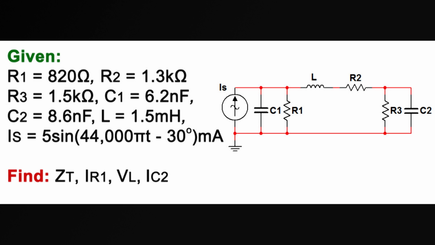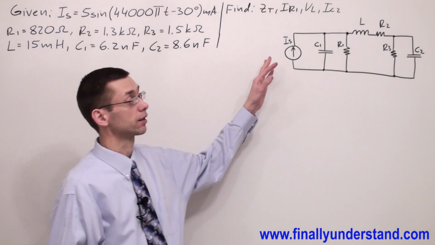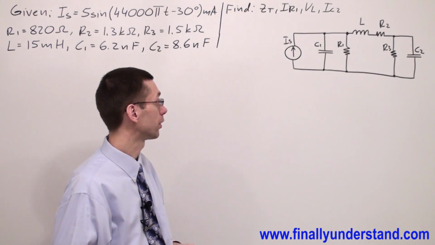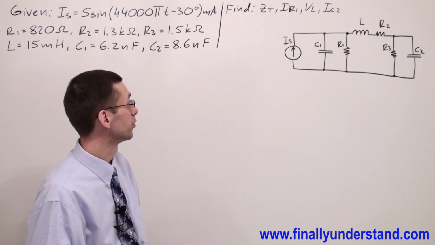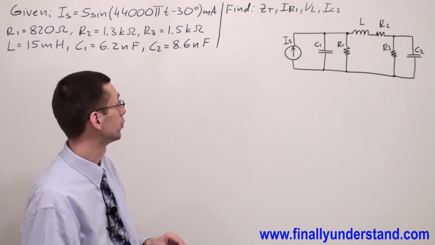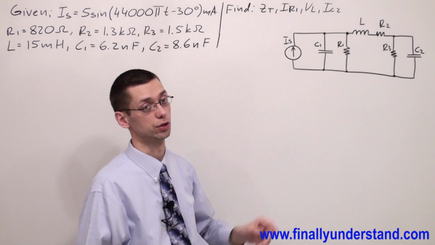Let's take a look at this example. This time we have a circuit which contains the current source. But in our case, this is not going to be a big problem. And we're supposed to simply again look at what we can do in order to find Z total.